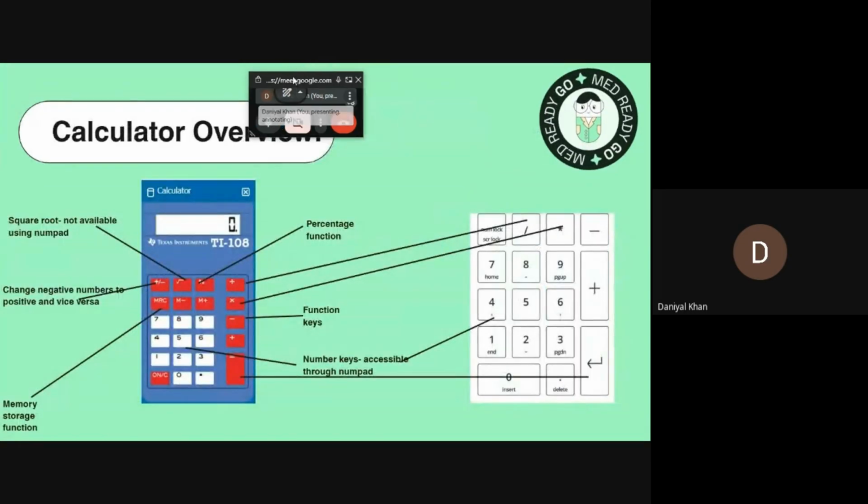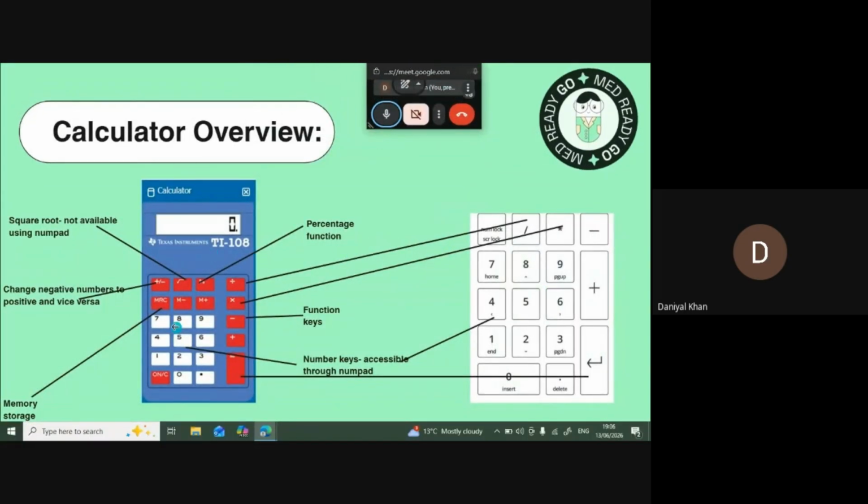Quick little tutorial of the calculator. So on the left is the UCAT calculator, and that's your number pad on the right. Make sure your number lock is on, otherwise these buttons won't work. So if it's not working, be sure to press the number lock button to see if it's on or off.